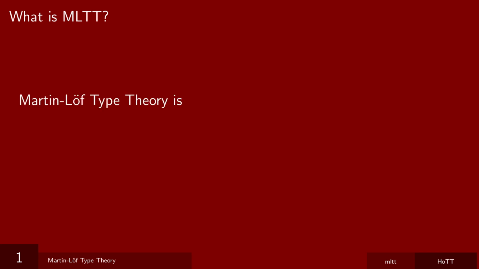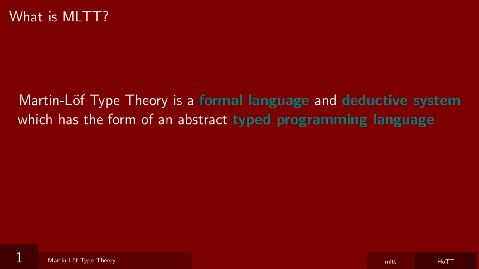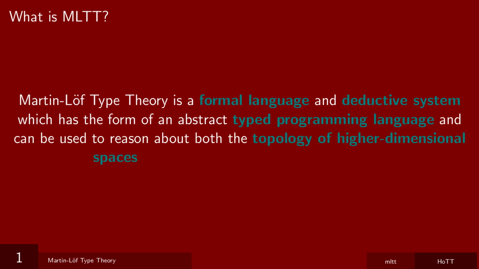Martin-Löf Type Theory consists of a formal language and a deductive system, which is structured somewhat like a typed programming language. And we'll see that Martin-Löf Type Theory is expressive enough to encode a wide swath of mathematics. In particular, we're going to understand MLTT as expressing both the topology of higher dimensional spaces and also a system of higher order intuitionistic logic. Lots of fancy words there, all of which I'll carefully define and explore over the course of this lecture series.